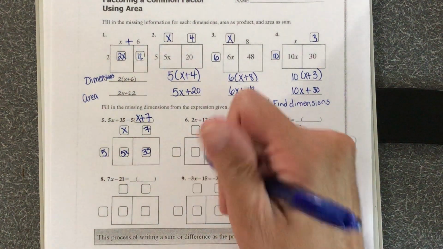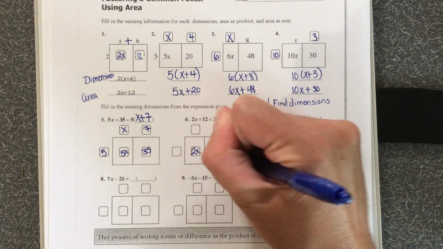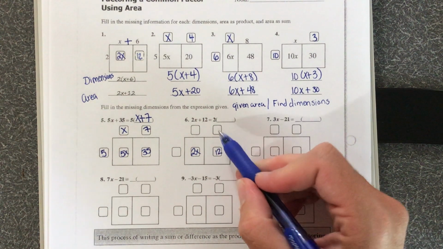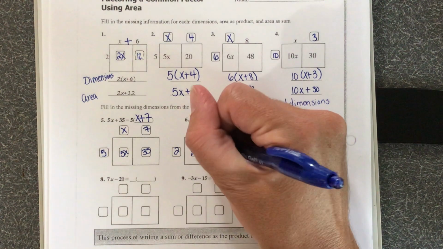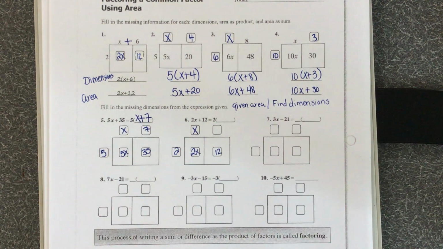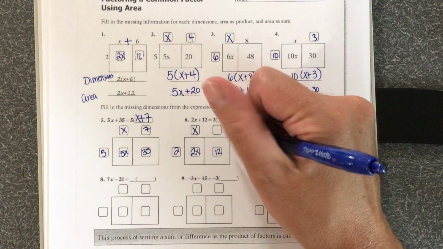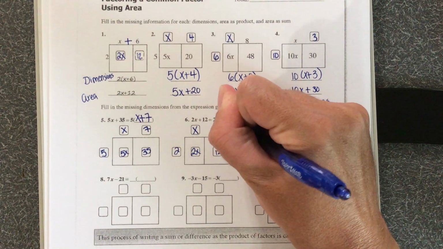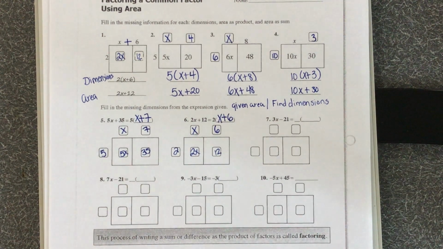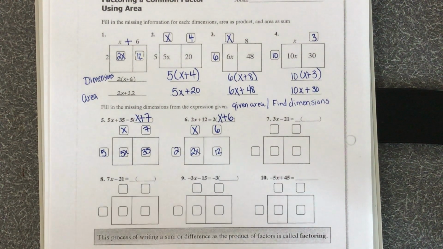Okay, the next example, I have an area of 2x plus 12. So I know I have a height of 2. So 2 times what is 2x? 2 times x. 2 times what is 12? 2 times 6. So my missing dimension is x plus 6. So what about the last one?